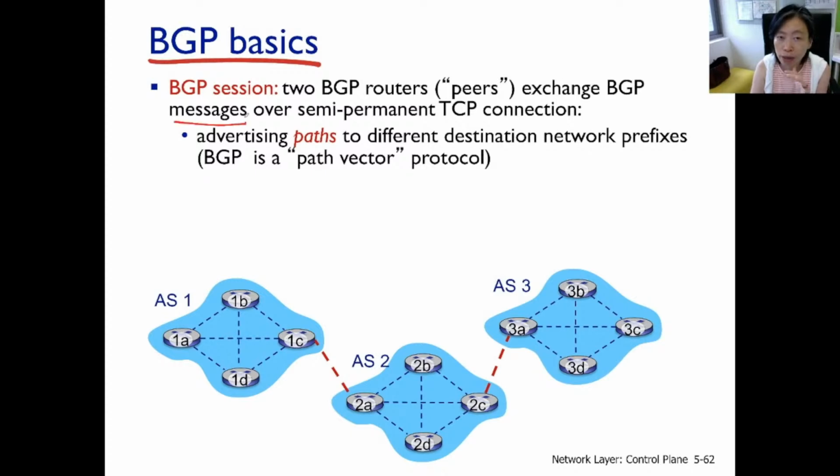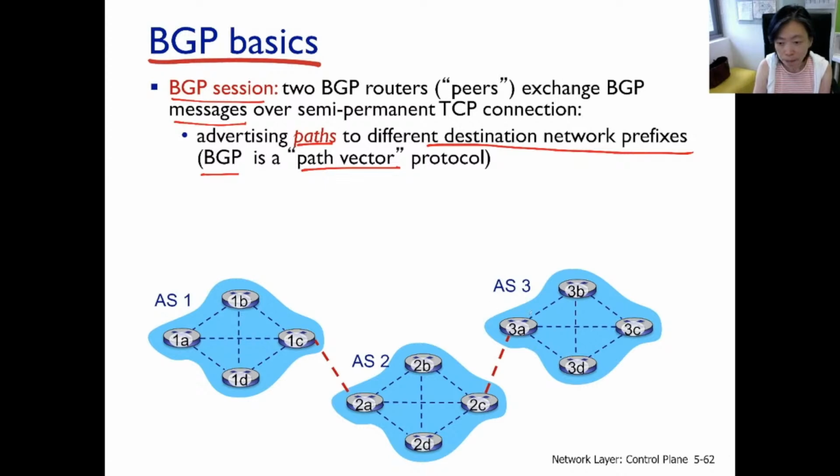Now, the messages we're exchanging between the BGP routers over the BGP sessions are these: the paths to all sorts of destination networks, the paths to all sorts of destination ASs. In fact, altogether, we just call it the path vector. So BGP, again, is a path vector protocol.